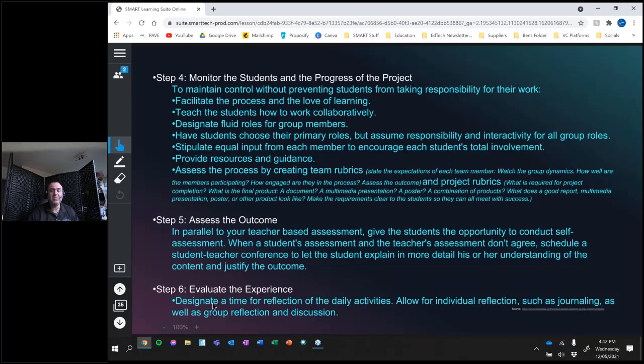And then step 6, evaluate the experience. Designate a time for reflection of daily activities. So at the end of your session, give students the opportunity, maybe through a journal, to write a reflection journal about how they think today's project went. It can be really helpful. Also, a group reflection or a discussion can be really, really helpful to get students to learn from their experiences.